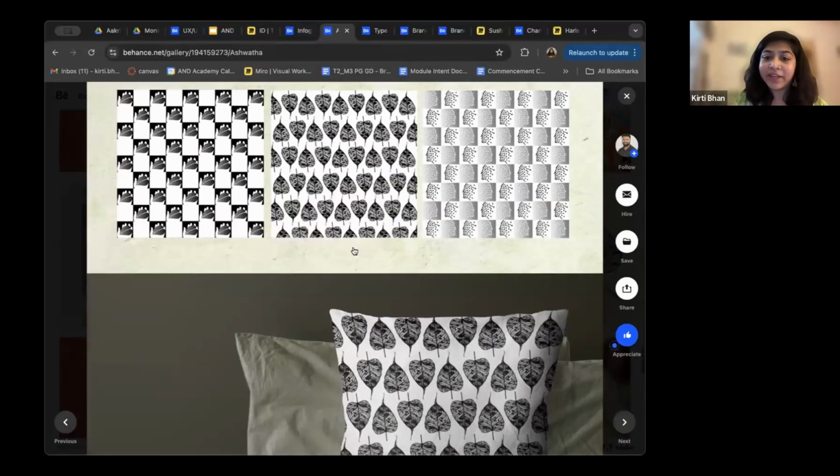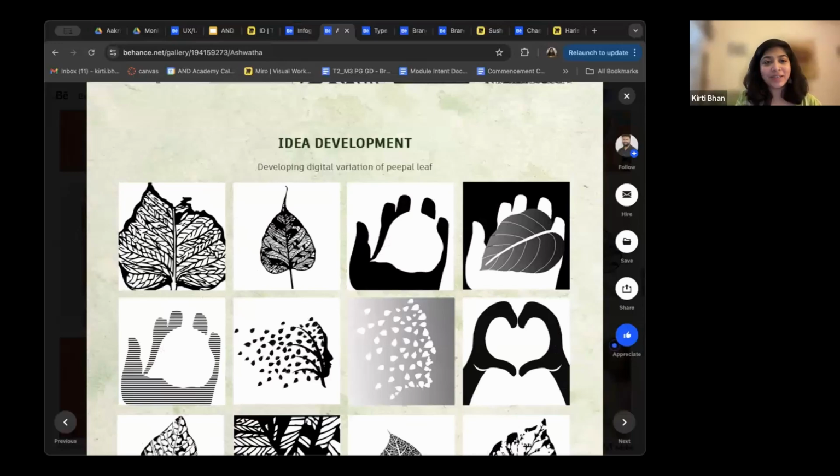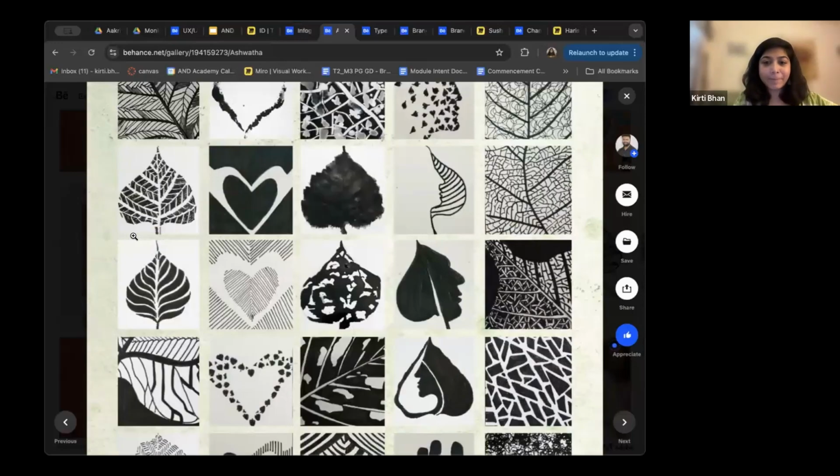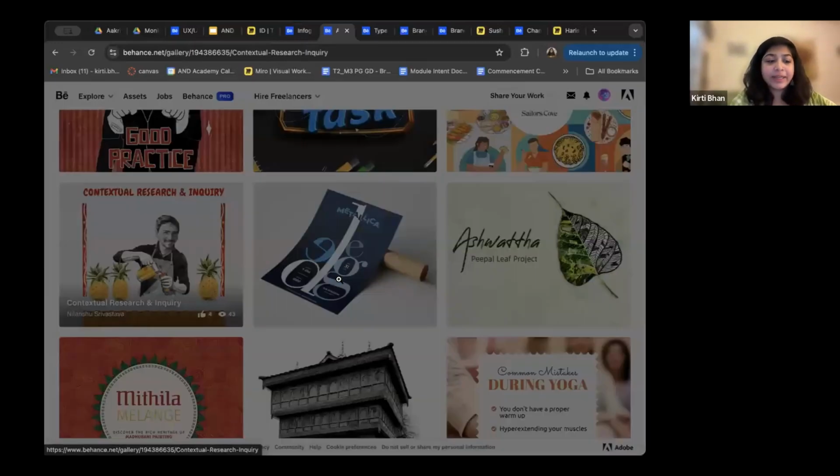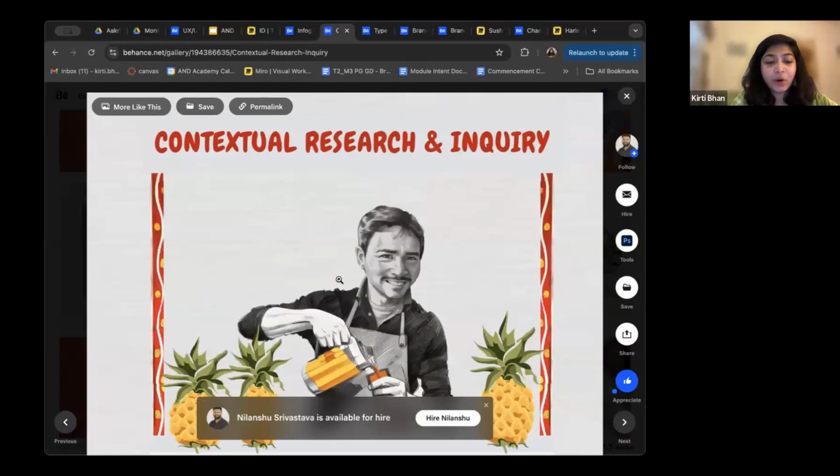I'll take you to another very interesting one, which is context and inquiry. Context and inquiry is a user research method where designers observe and interact with users in their real environment to understand their tasks, their needs, their behaviors, and it helps them gather in-depth insight into how users interact with their products and services in context.